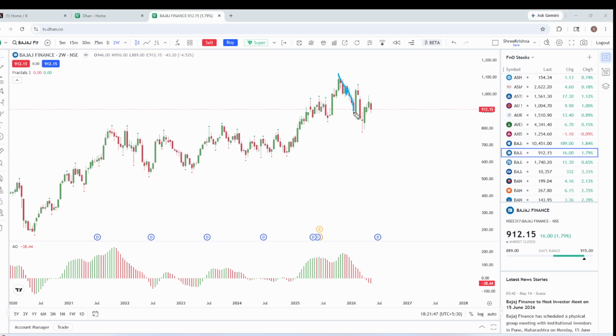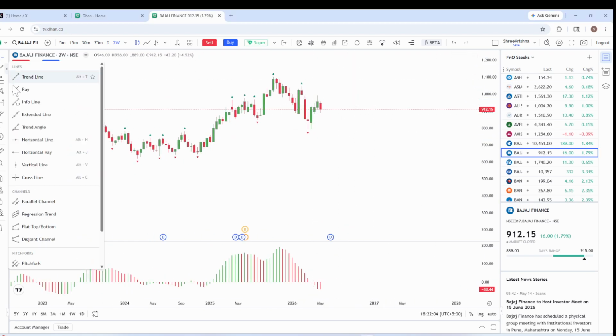1, 2, 3, impulse, correction, impulse. Then break up. This is your sell setup for one more down. The momentum is already in the negative. So Bajaj Finance, what is the price?